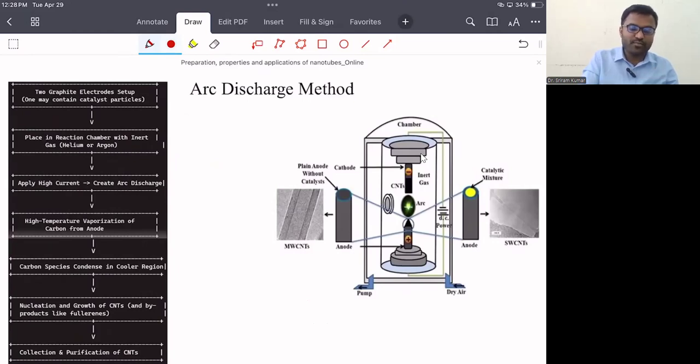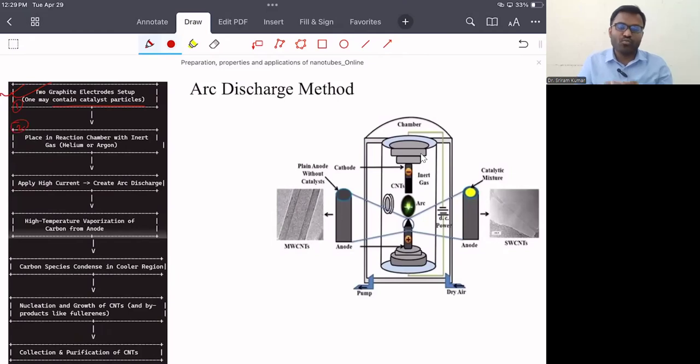So in the first step of the method, we need to use two graphite rods. One is the anode and the second is the cathode. If you want to develop multi-wall CNT, we just use the plain graphite rod. And if you want to make single-wall CNT, then we need to use a catalyst, maybe iron, cobalt, or nickel catalyst.